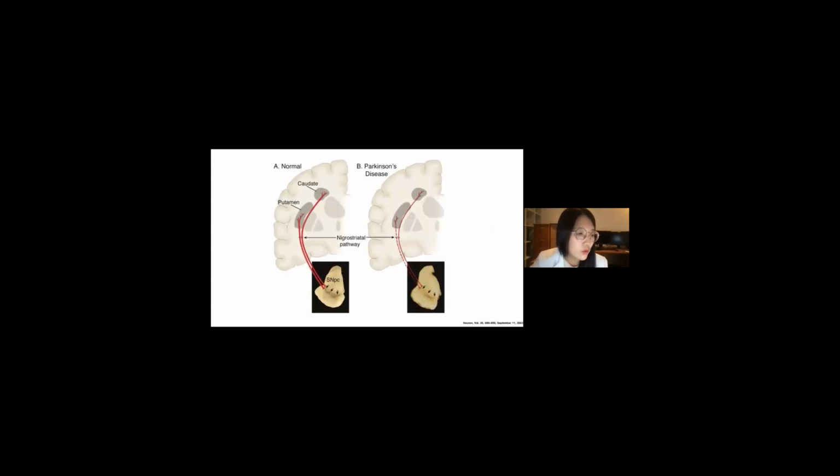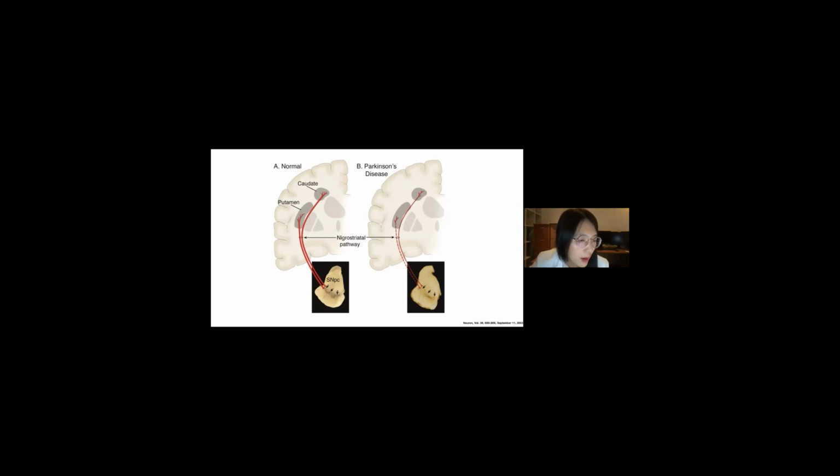Left side is normal nigrostriatal pathway. It is composed of dopaminergic neurons whose cell bodies are located in substantia nigra pars compacta, projecting to the basal ganglia and synapse in striatum. Right side is diseased nigrostriatal pathway in PD.